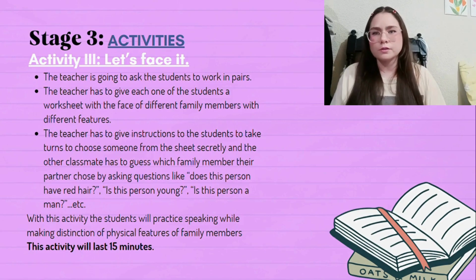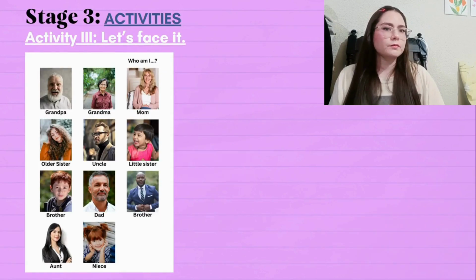And the other classmate has to guess which family member their partner chose by asking questions like, does this person have red hair? Is this person young? Is this person a man? Etc. With this activity, the students will practice speaking while making distinctions of physical features of family members. This activity will last 15 minutes. This is the example of the worksheet that the teacher is going to give to the students.